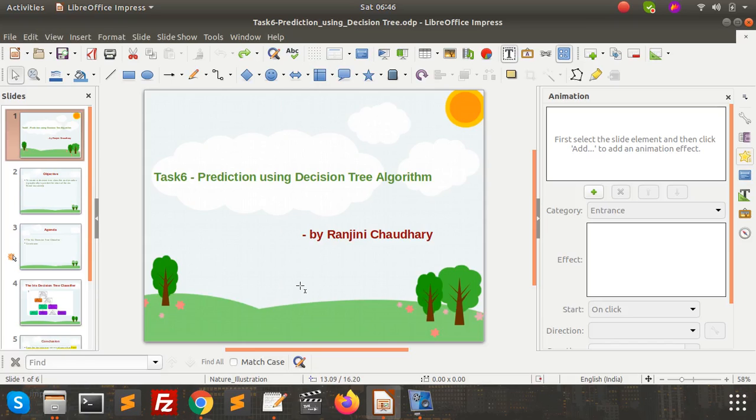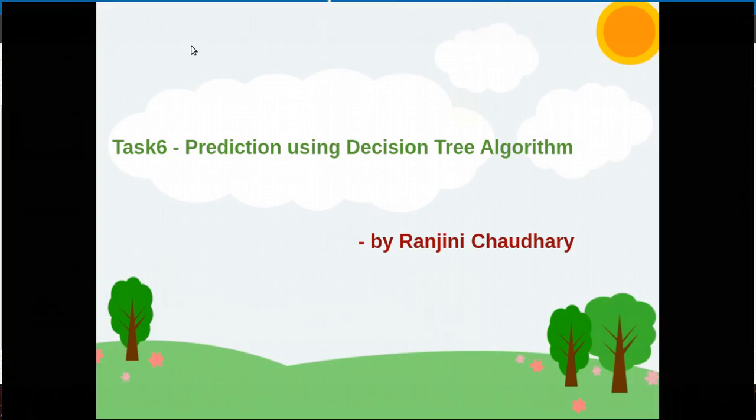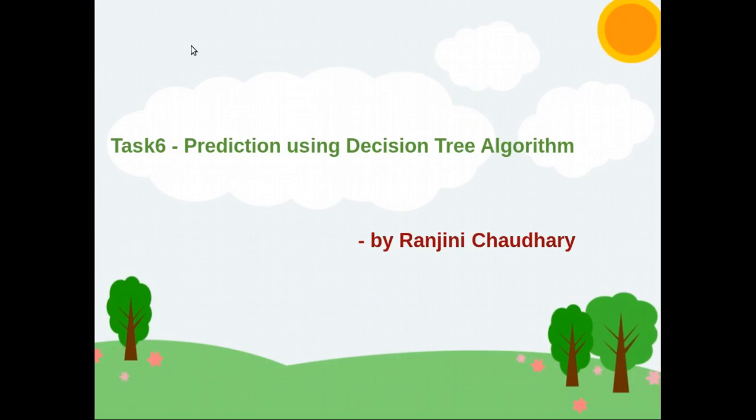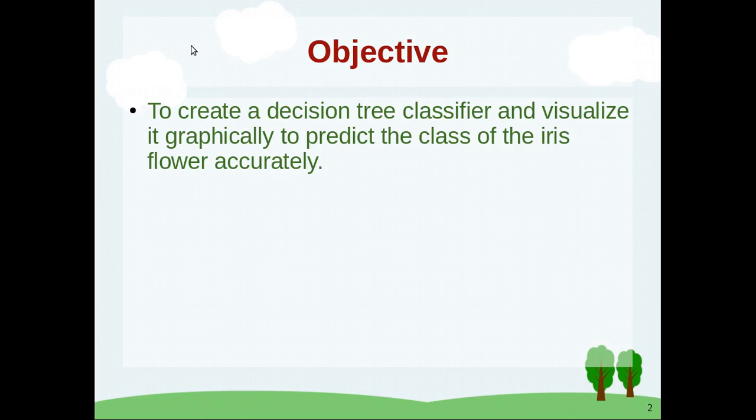Now let's see what this project is all about. The objective of this project is to create a decision tree classifier and visualize it graphically to predict the class of the iris flower accurately.